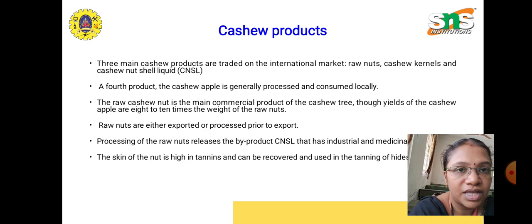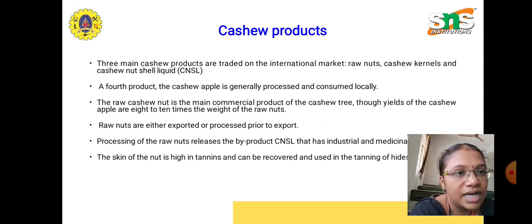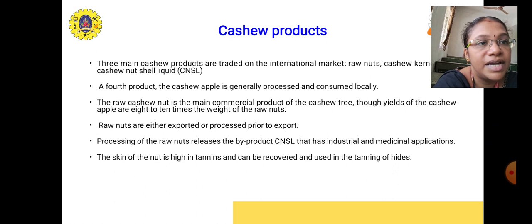The raw cashew nut is the main commercial product of the cashew tree, though the yield of the cashew apple is 8 to 10 times the weight of the raw nuts. These raw nuts are either exported or processed prior to export. Processing of these raw nuts releases a byproduct called cashew nut shell liquid that has industrial and medicinal applications. The skin of the nut is high in tannins and can be recovered and used in the tanning of hides.